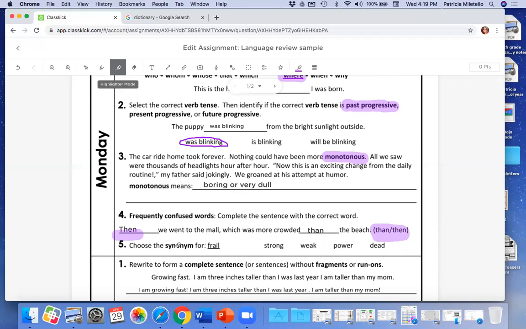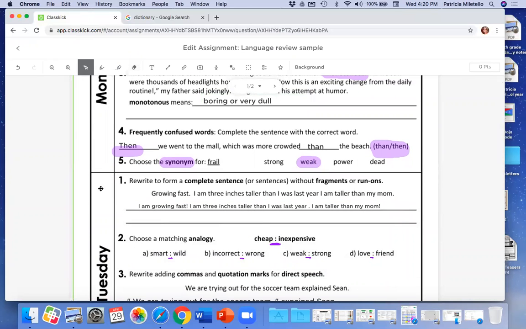Number 5, they're always asking you for a synonym, or a word that means the same as this word that's underlined. A synonym for the word frail is weak. If I didn't know what frail meant, I could look that word up in a dictionary and then I could figure out that the synonym, or a word that means almost the same as frail, is weak. Synonym means the same as or almost the same as.